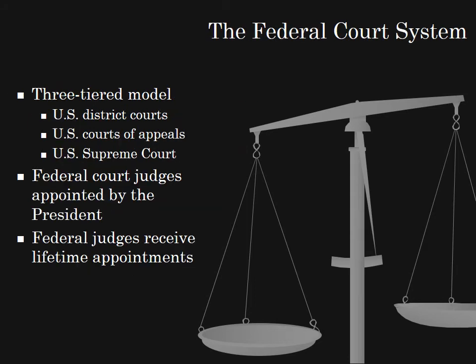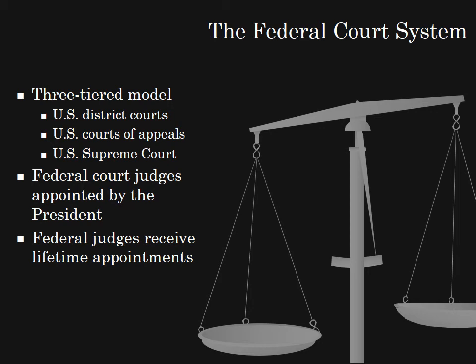So the federal court system is a three-tiered system. You have the United States District Courts, the United States Courts of Appeals, and the United States Supreme Court. So that is the system. The trial courts are the U.S. District Courts. The intermediate appellate courts are the United States Courts of Appeals, and then the court of last resort is the United States Supreme Court. And we'll talk about those different courts in just a minute.